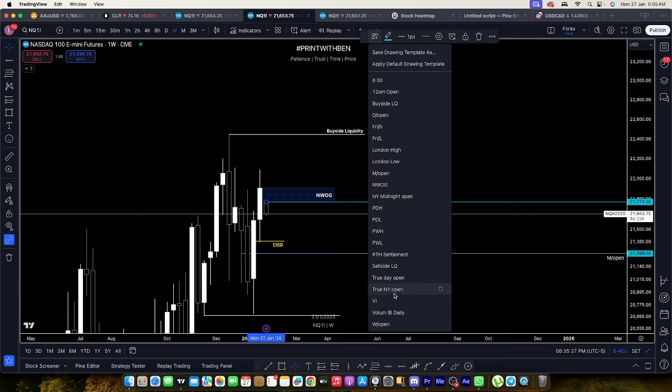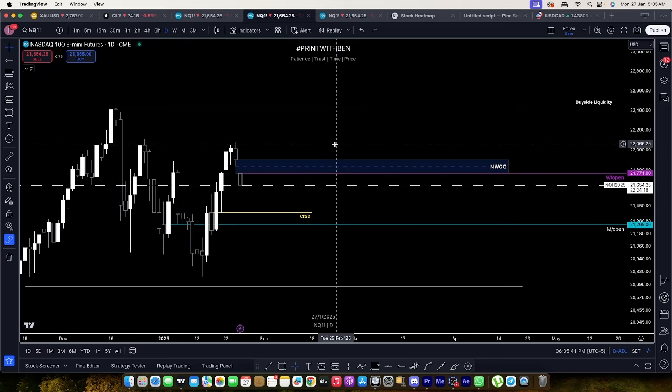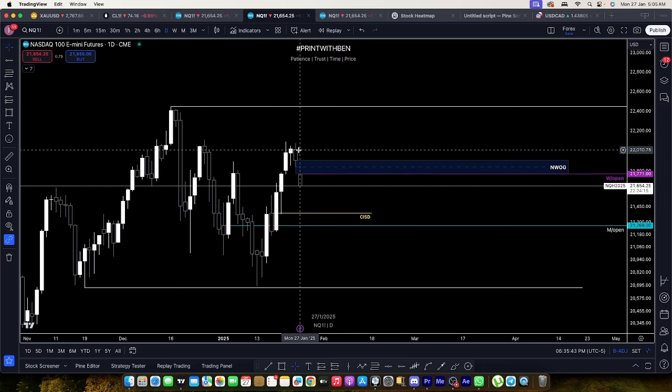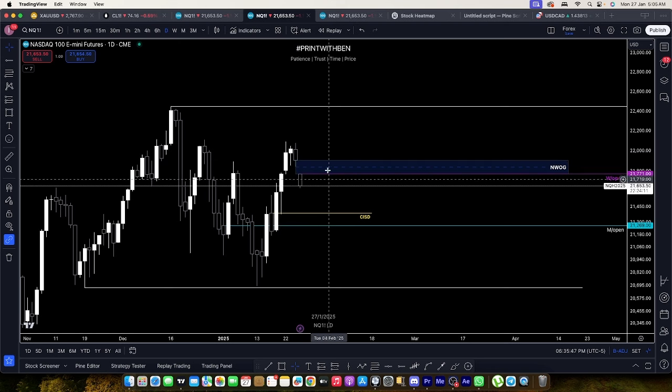Even I'm not sure. To be honest, what I wanted to see was for the market to open somewhere here, then come back into this imbalance and then trade back higher. But that is not what is happening right now.